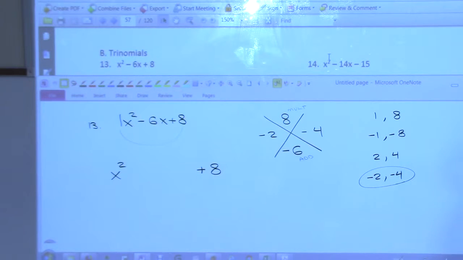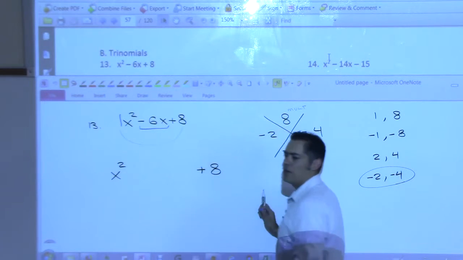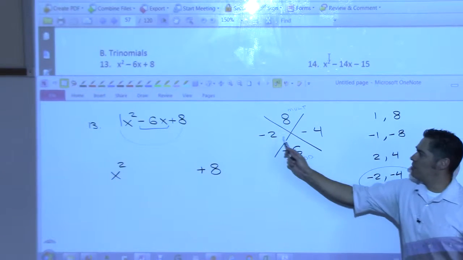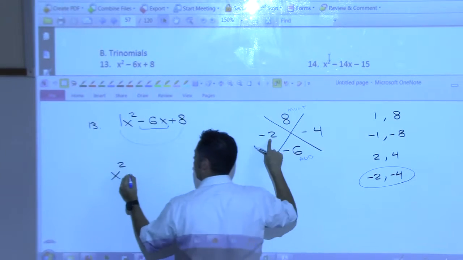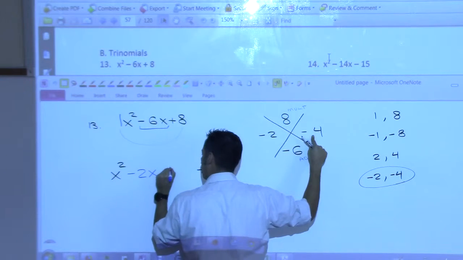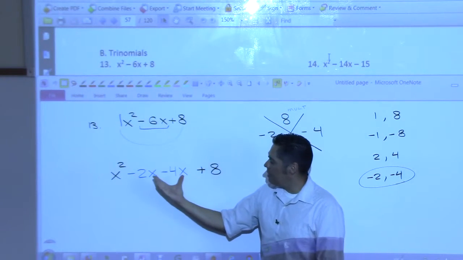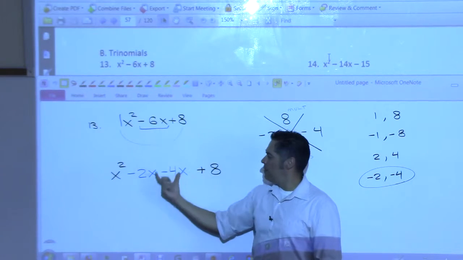But the middle, you see this -6x? You're going to rewrite it. It's still going to be -6x, but you're going to use these two numbers instead. So watch. I'm going to write -2x minus 4x. So all you have to do now is agree with me that this is that. Do you all agree? This is that.